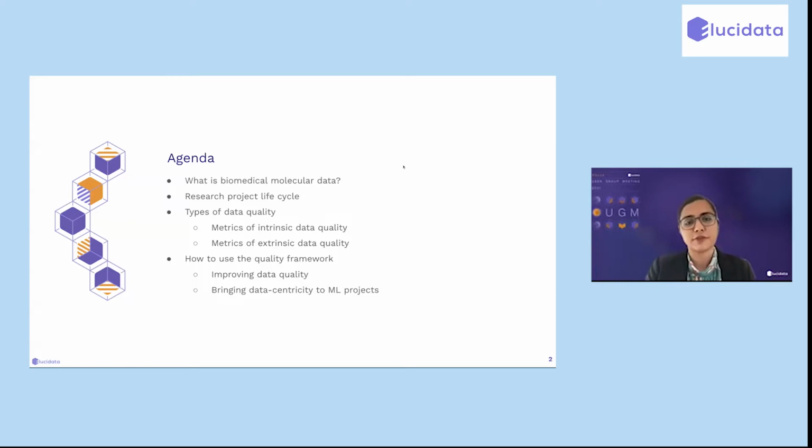And then we'll do a deep dive into types of data quality and a framework that we have found very, very useful when we think about data for any project. And then I'll close with talking about examples of how we can use the quality framework in our work.